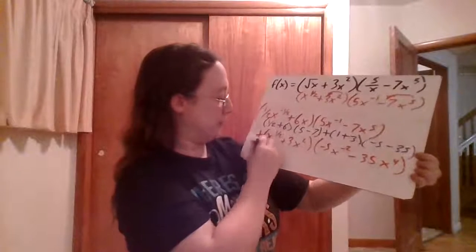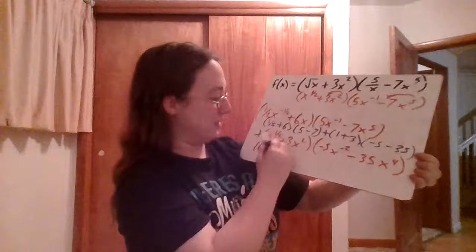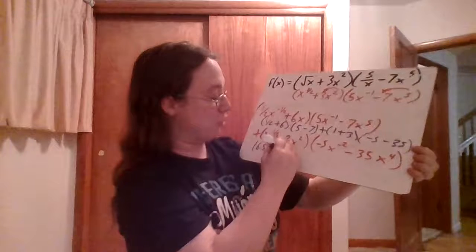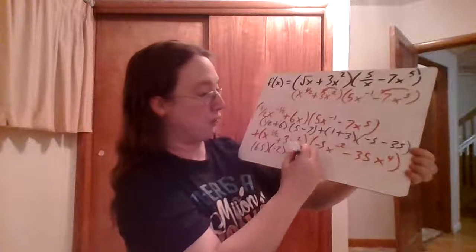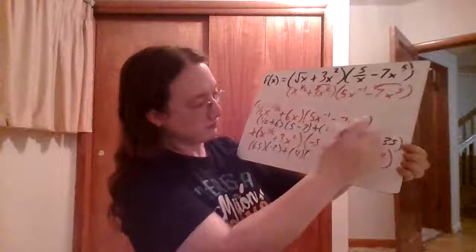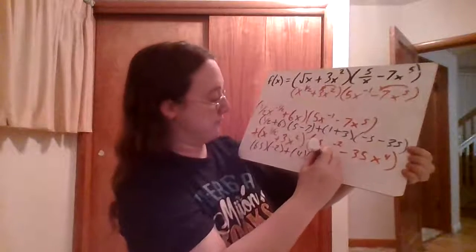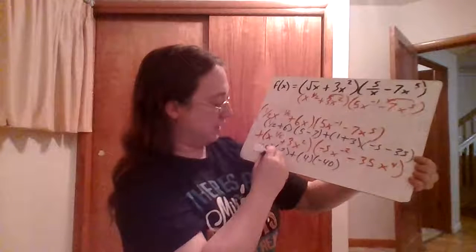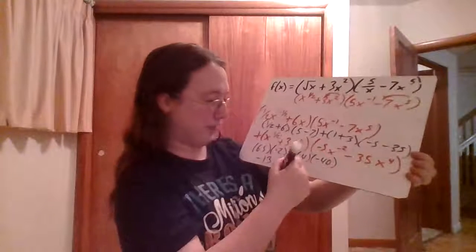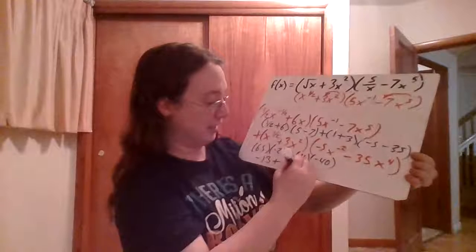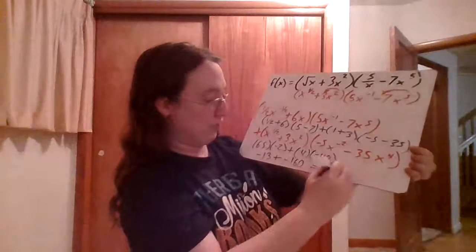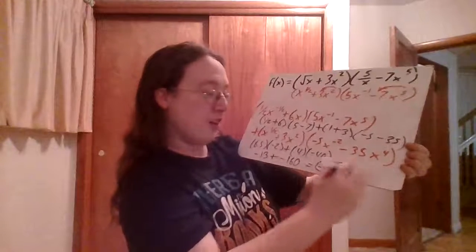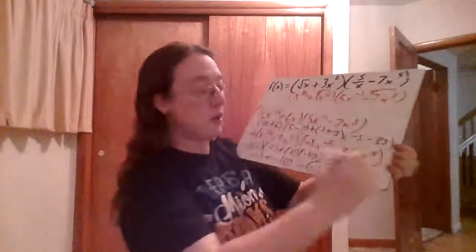1/2 plus 6 is 6.5. 5 minus 7 is negative 2. Plus 1 plus 3 is 4. Negative 5 minus 35 is negative 40. And 6.5 times negative 2 is negative 13. Plus 4 times negative 40 is negative 160. Which is negative 173. So that's our slope.